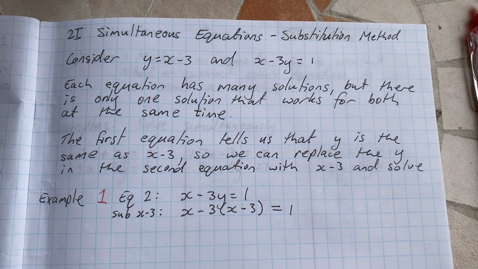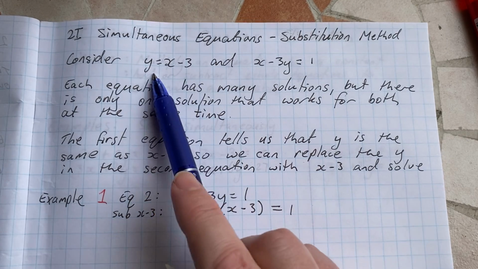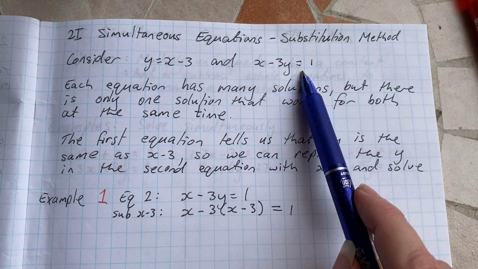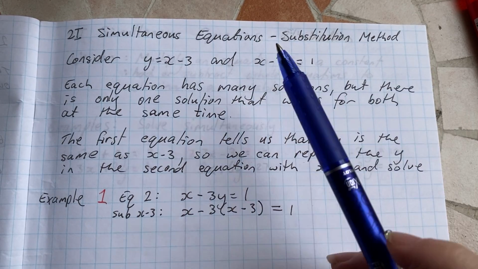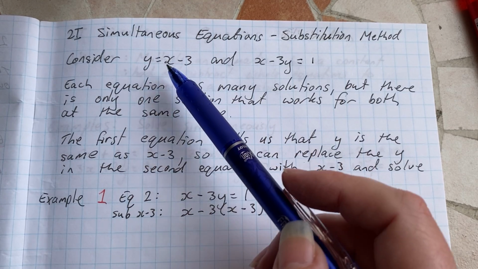Exercise 2I is about simultaneous equations using the method called substitution. So if you look at the equation y equals x minus 3 and the equation x minus 3y equals 1, each of those equations has lots and lots of answers. There are actually infinitely many answers.